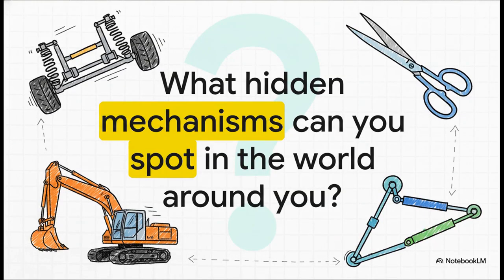And what's so cool is that once you learn to see the links, the pairs, and the chains, you start seeing them everywhere, in your car's suspension, in a pair of scissors, in heavy construction equipment. So now that you know the basic alphabet and grammar, I've got a question for you. What hidden mechanisms are you going to be able to spot in the world around you? I bet you'll be surprised.